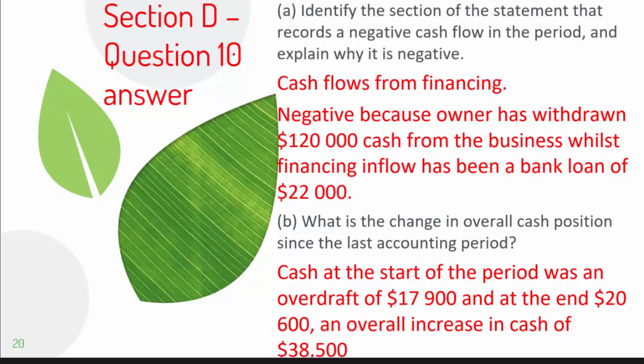We started with 17,900 in the negative, and that means with this extra increase of 38,000, we ended up with 20,600.